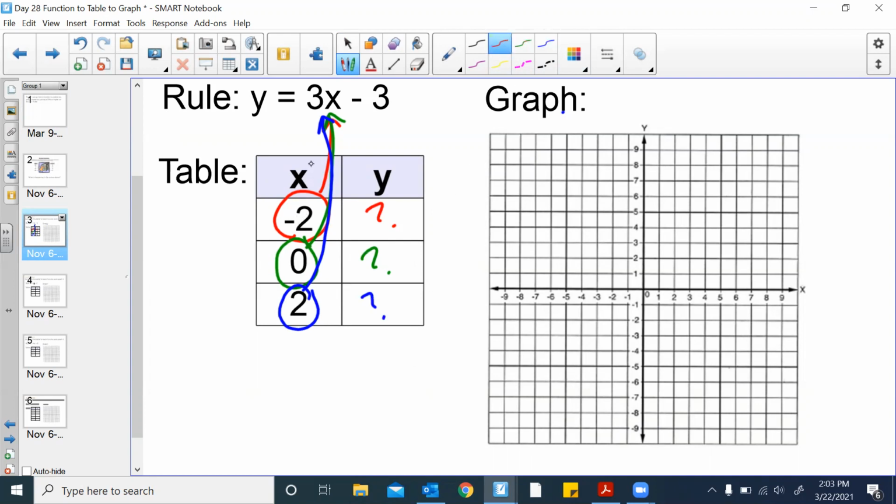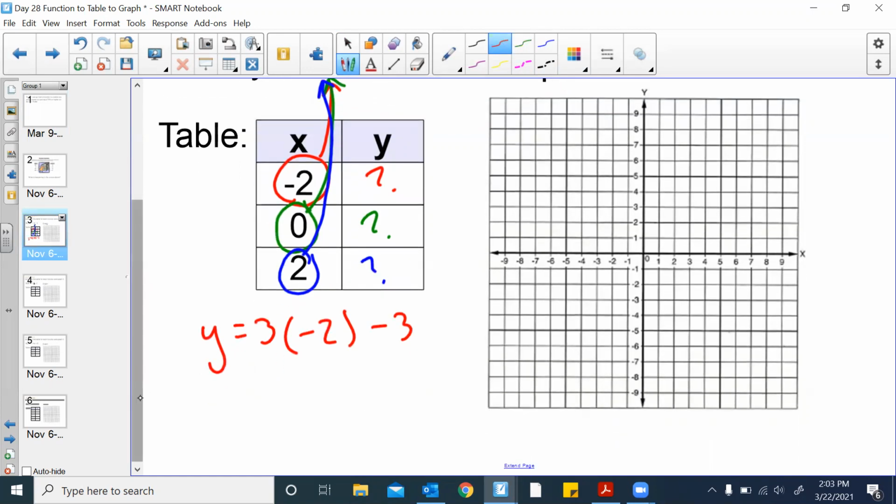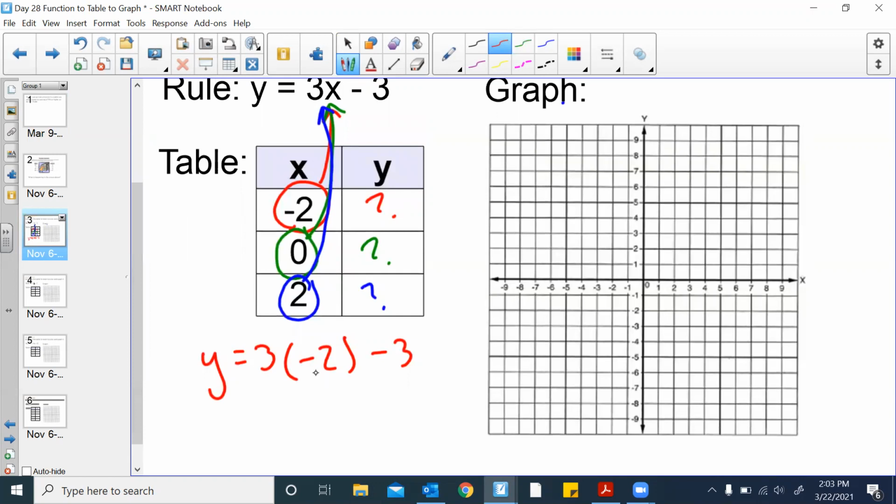So let's go ahead and start with -2, right? I'm going to have y equals 3. Everywhere I see an x, I like to put parentheses, and then I'm going to plug in my -2. Then we're just going to simplify, or solve rather. So 3 times, PEMDAS, 3 times -2 is going to give me -6 minus 3, and -6 minus 3 is just going to give me -9. So my first y value will be -9.